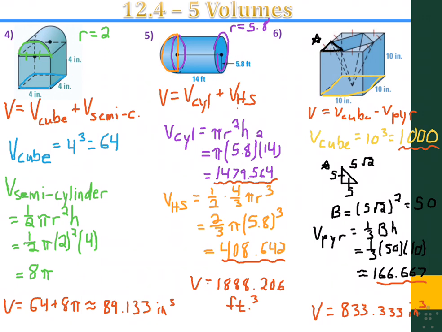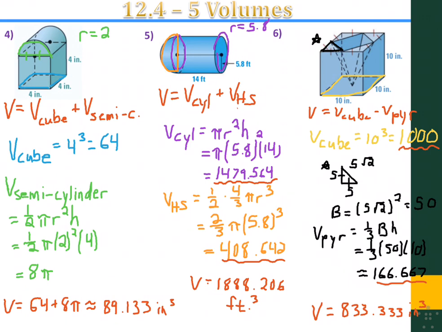Isosceles right triangles are 45, 45, 90s. So I could use that property to say each hypotenuse, and thus each side of this pyramid's base, is going to be 5√2. Thus, the base's area, or big B, is (5√2) squared, which is 50. So the volume of the pyramid, 1/3 BH, is something like 166 and 2/3. I'm keeping it in terms of decimals to stay consistent.